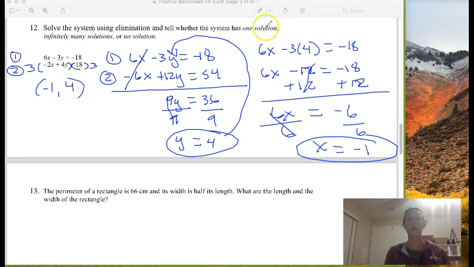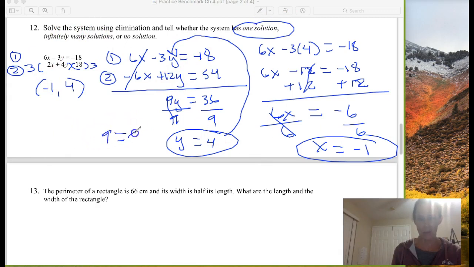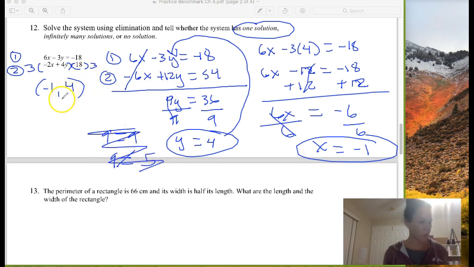Now, how do I know if I have one, infinite, or no solutions? Well, I do have one solution. I found it. I would have infinite solutions if I solved this and I came up with something like 9 equals 9. Always true. I would have no solution if I solved this and I came up with 9 equals 5, which is never true. So I don't have either of these. I actually have a solution, and that solution is -1, 4.